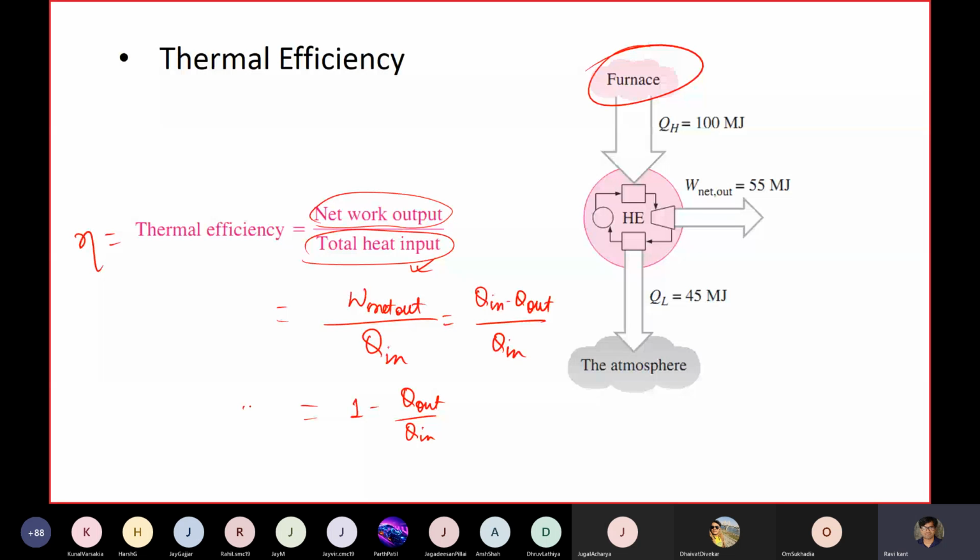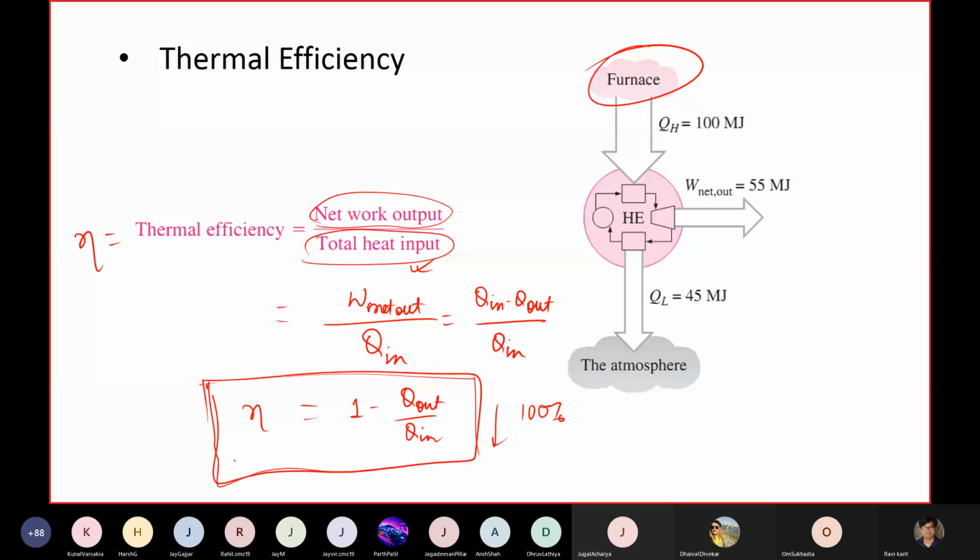So you can see that Q out is lower than Q in, right? So the efficiency cannot reach totally 100%. Yes, it should be below 100%, right? So this is how the efficiency of any heat engine is defined.